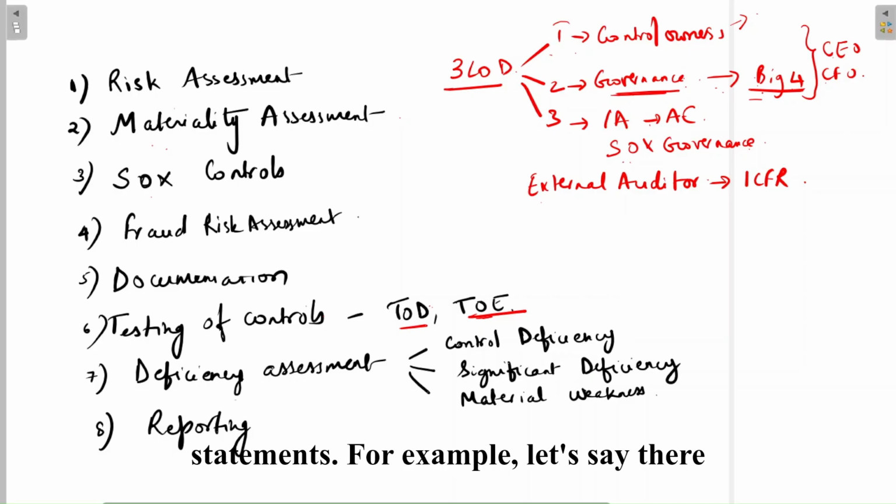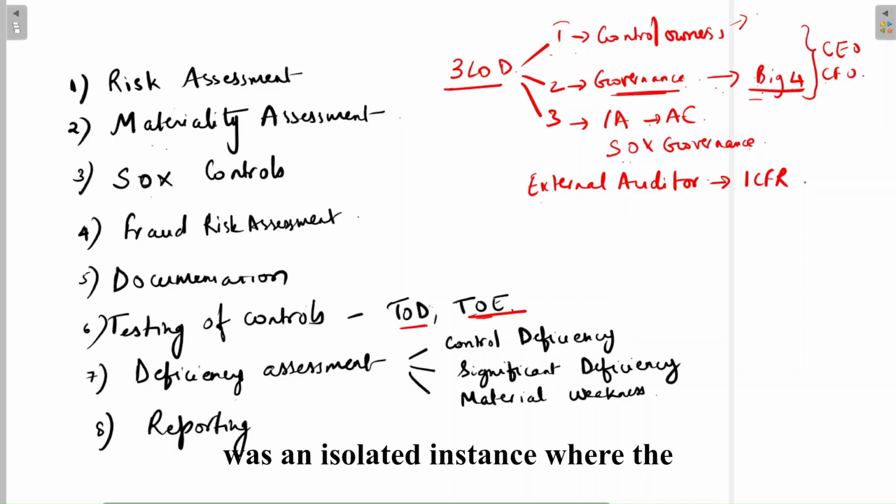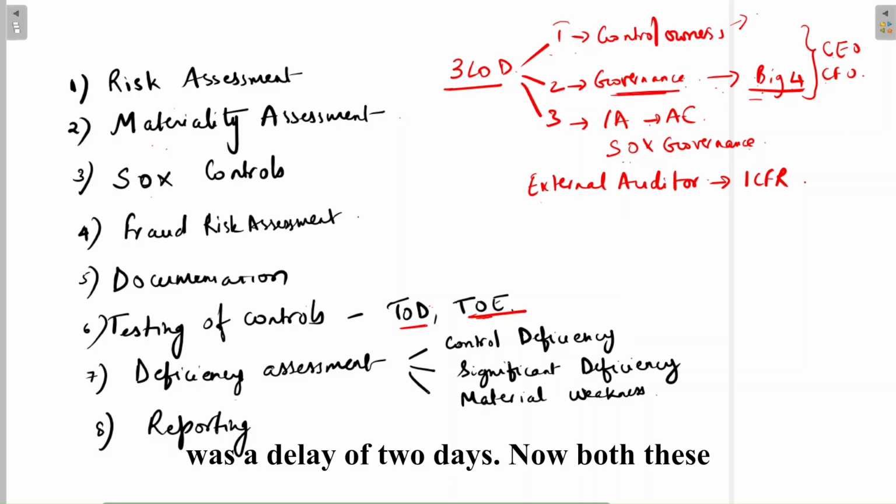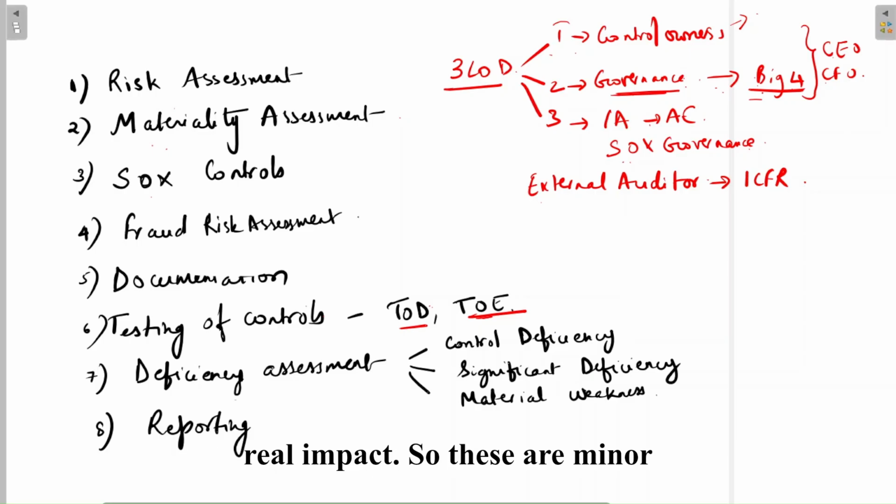So a control deficiency is a small issue in how a control works, but it is unlikely to impact the financial statements. For example, let's say there was an isolated instance where the three-way match between PO, GRN and invoice was not performed. Or let's say there's a control that requires that all expense reports must be reviewed and approved by 15th of the month, but instead they were approved by 17th. There was a delay of 2 days. Now, both these cases are isolated instances. There's no real impact. So these are minor deficiencies. So these are control deficiencies which do not impact the financial statements.